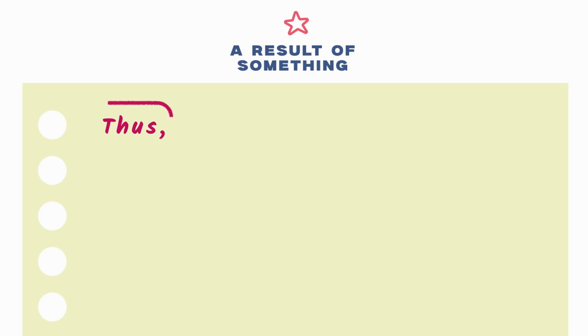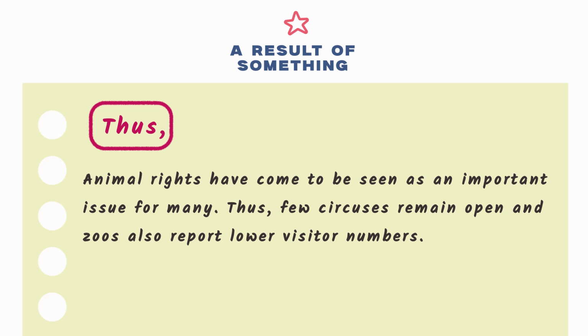Our next linking word to talk about a result is "thus." Thus means therefore. It's the same, all right? Animal rights have come to be seen as an important issue for many. Thus, don't forget to use a comma after that, few circuses remain open, and zoos also report lower visitor numbers.